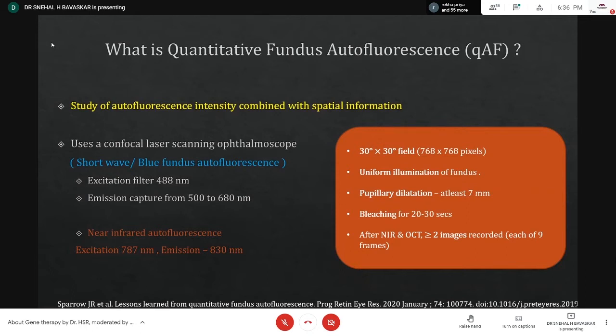It requires a 30 by 30 degree field and a uniform illumination of the fundus, a good pupillary dilatation of at least 7 mm. Bleaching is for 20 to 30 seconds. First, the near-infrared images are always acquired along with the OCT, and after that, we go in for the blue fundus autofluorescence images.